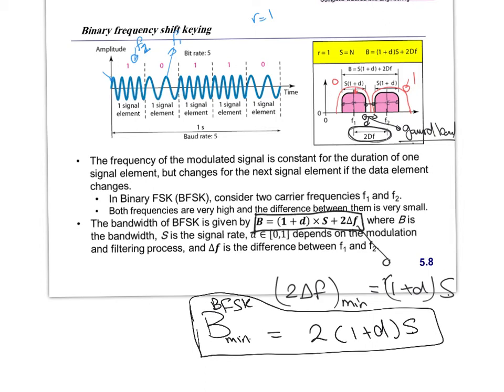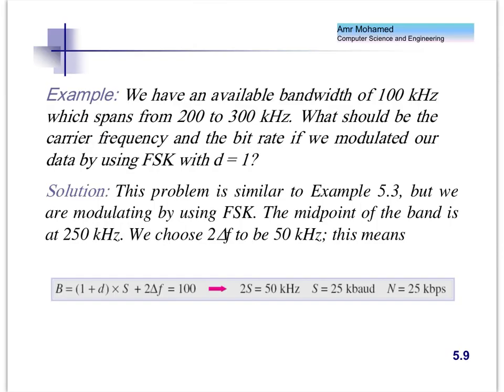So of course, if I want to get the minimum with respect to D, then I put D as 0, in which case it's 2S. But this is applicable for FSK and ASK. In FSK, the bandwidth is at least double the bandwidth for ASK. Any question here? So 2 delta F is the important parameter that we have to use for the case of FSK.